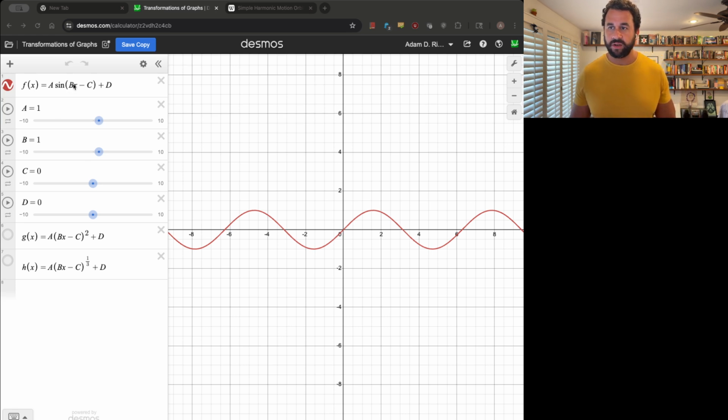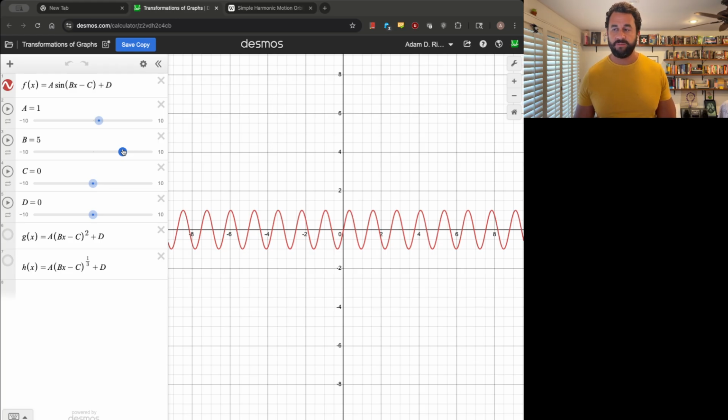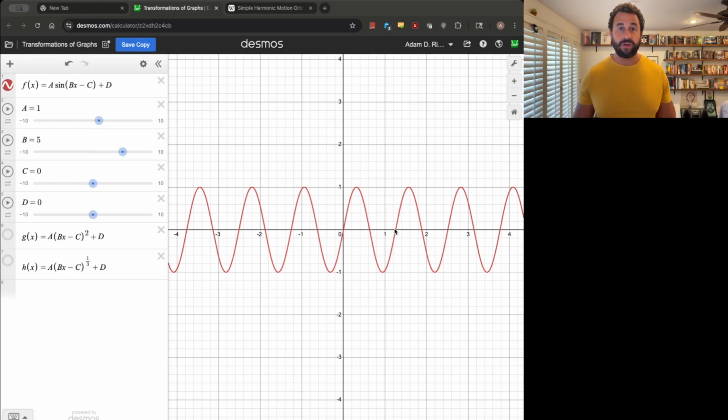So now what I'm going to do is alter B in this case. B in the slides is omega. So if I increase the size of B, it compresses the graph because the object is now flying around the circle really, really fast. And so the period is shrunk. The period is much shorter, meaning the graph repeats more frequently, right? The graph is going, zoop, there's a full revolution, zoop, there's a full revolution, zoop, there's a full revolution. That's what happens when omega is large in size.